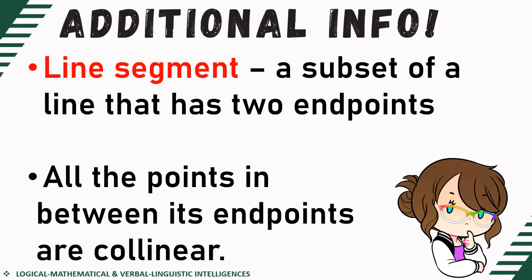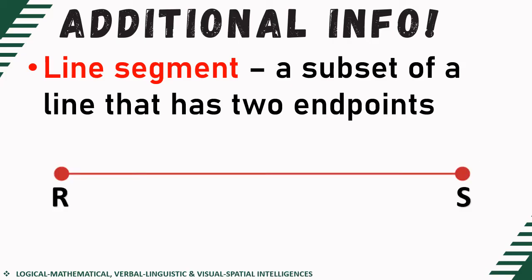Now, moving on to line segment, it's a subset of a line that has two endpoints. Also, all the points in between its endpoints are, of course, collinear. For our example, looking at the figure here, how are we going to name this? To name a line segment, we use the symbol for line segment, which is this one, and two capital letters. For a line segment, take note, we can switch or alter the letters. So we can have line segment RS or line segment SR. Either of the two is correct.